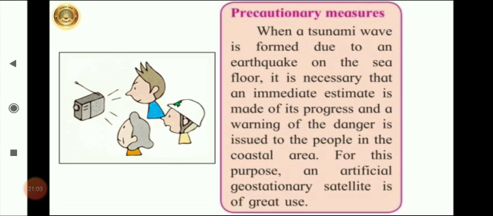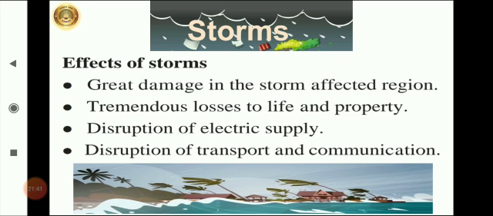Precautionary measures. What are the precautionary measures? When a tsunami wave is formed due to an earthquake on the sea floor, it is necessary that an immediate estimate is made of its progress and a warning of the danger is issued to the people in the coastal area. For this purpose, an artificial geostationary satellite is of great use. Using different technologies, people must be warned before the tsunami and they should be shifted to a safer place. So this is about the tsunami.